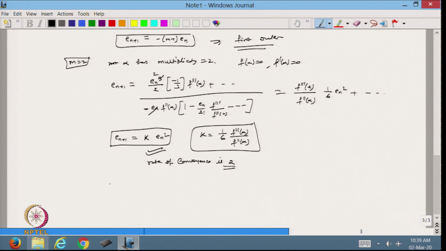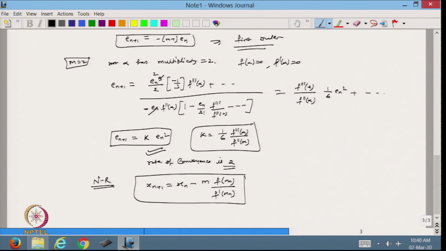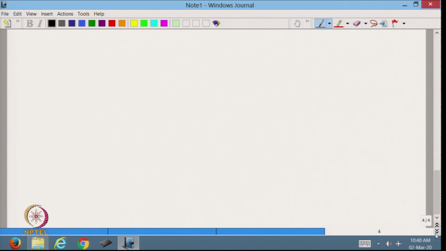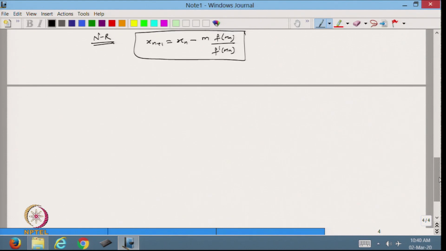So, based on this one I can say that in the future I can apply my Newton-Raphson method always in the form of x_{n+1} = x_n minus m f(x_n) by f'(x_n). Because when it has the multiplicity only 1, then I will put m is equal to 1, and in that case it will be the Newton-Raphson method to find out the simple root, and otherwise I will put the multiplicity here and then I will put these methods to find the multiple root. So, this is all about how we can apply the Newton-Raphson method for multiple root.